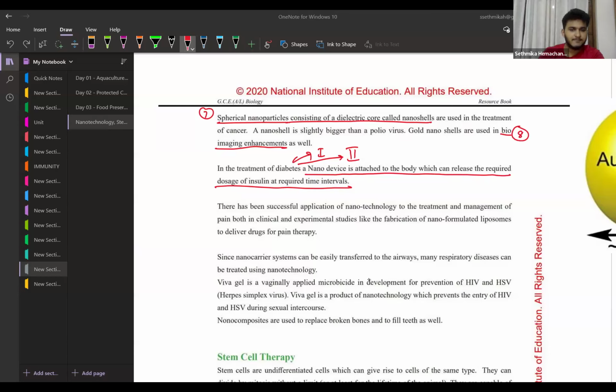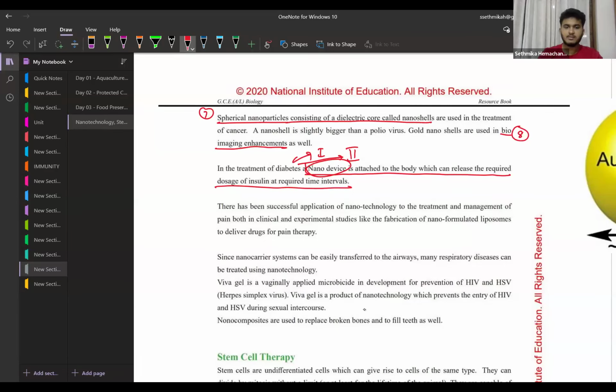Yeah, right. So type 1 is called insulin dependent diabetes mellitus and type 2 is called insulin independent. These nano devices are usually used to treat diabetes mellitus type 1, where these devices can release insulin according to the blood glucose level. The device will sense the change in blood glucose level, and if it's too high or above a certain value, they can release insulin. And if it decreases, then the insulin secretion is stopped.